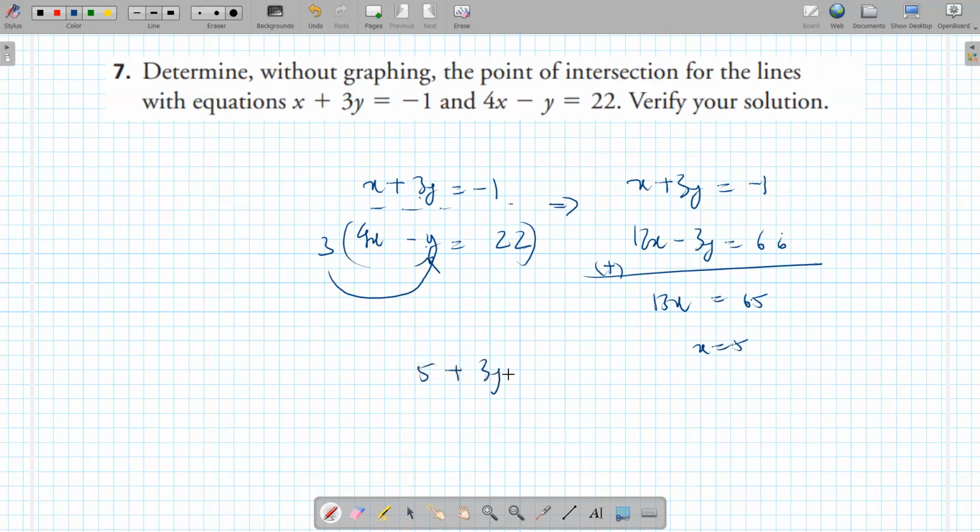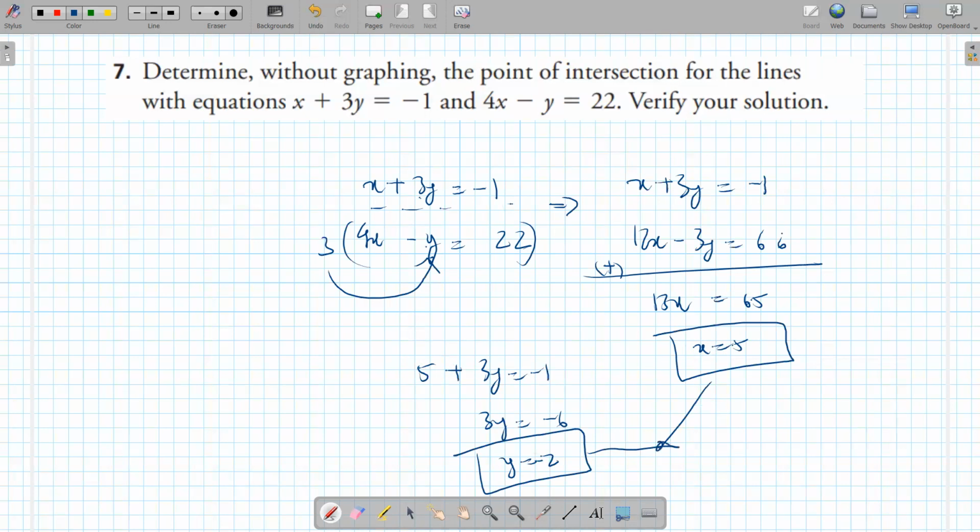5 plus 3y is negative 1. 3y is negative 6. Y is negative 2. Therefore, the POI is x equals 5 and y equals negative 2. Now, sometimes you need to verify this. How do you verify it? I'm going to show this to you. I'm just going to do a little thing called checking.